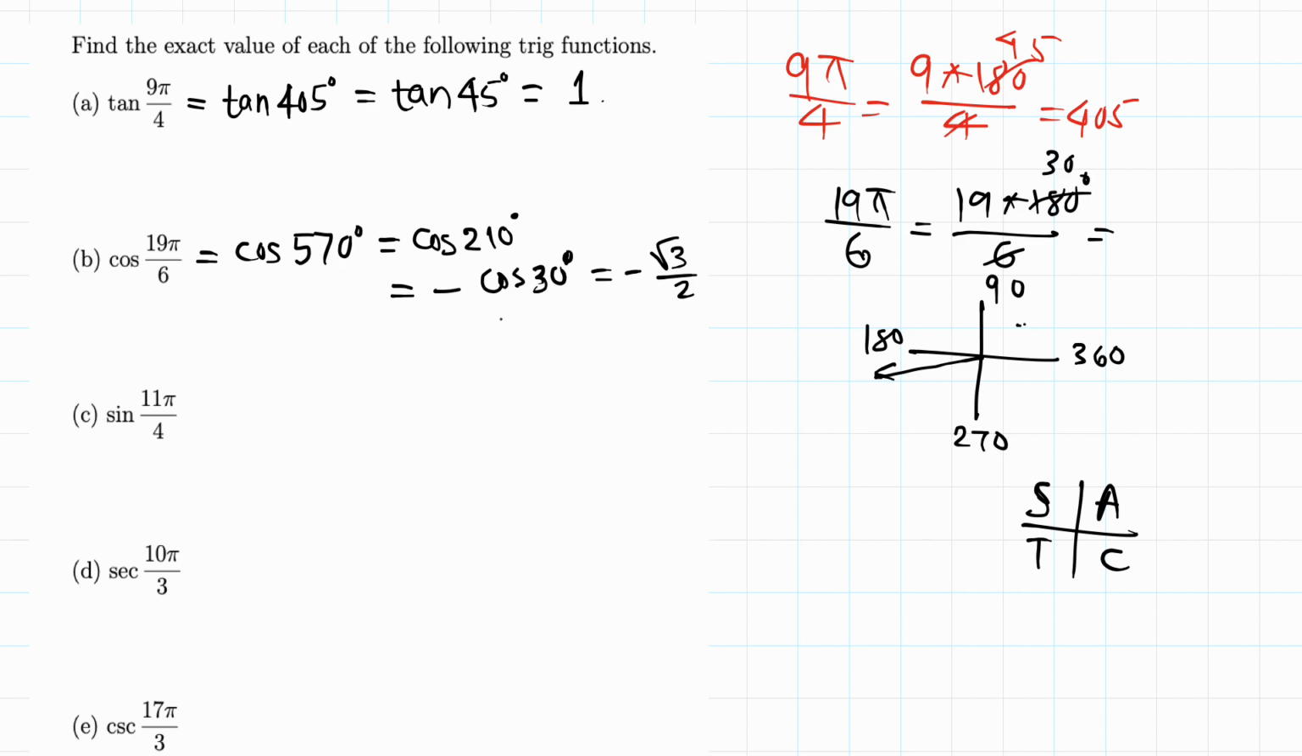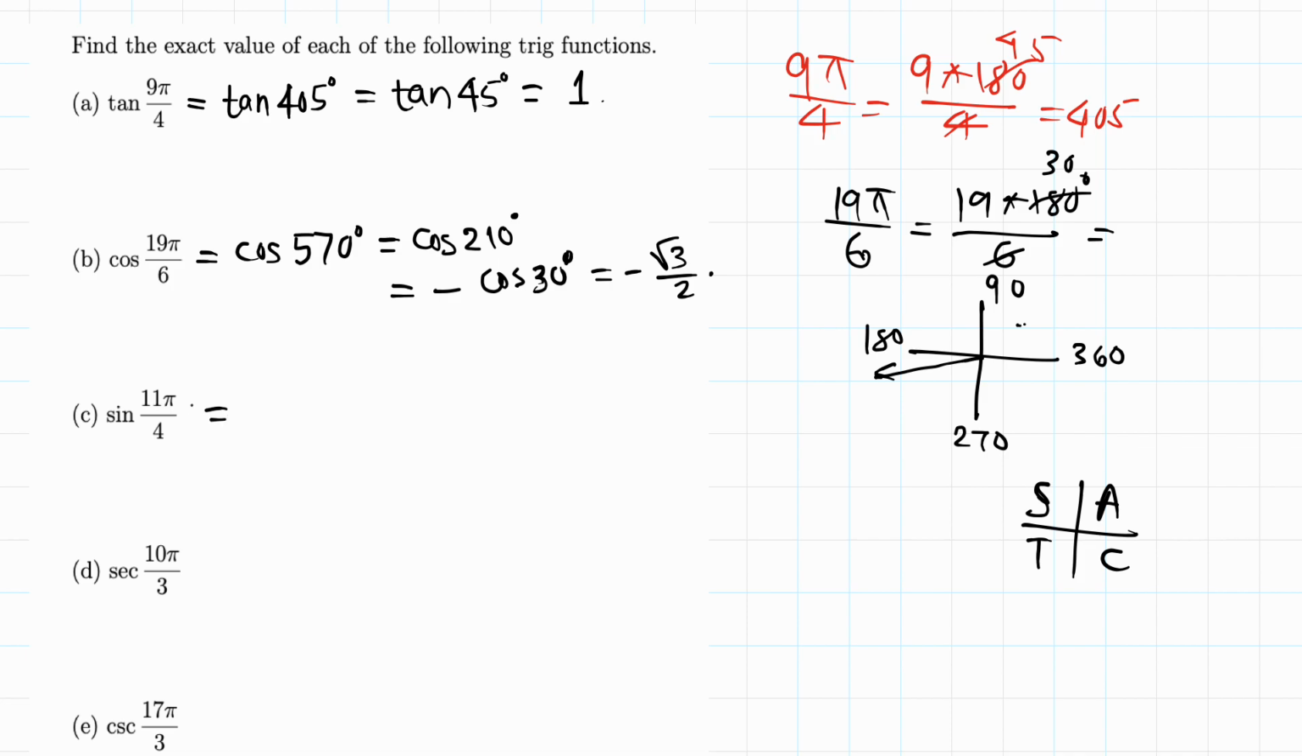So if we just memorize the values in the first quadrant, then we can always bring any angle to the first quadrant and find the value. Or if you have filled in the unit circle, then up to 360 you can just use the unit circle.